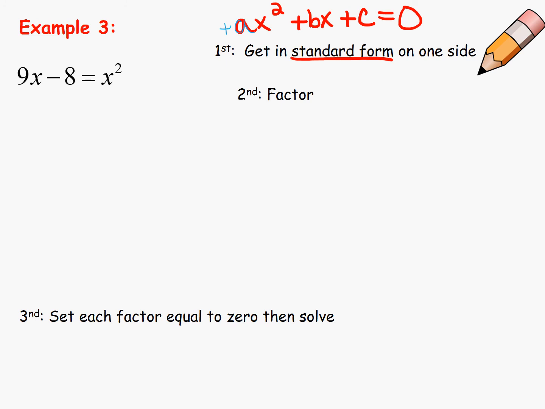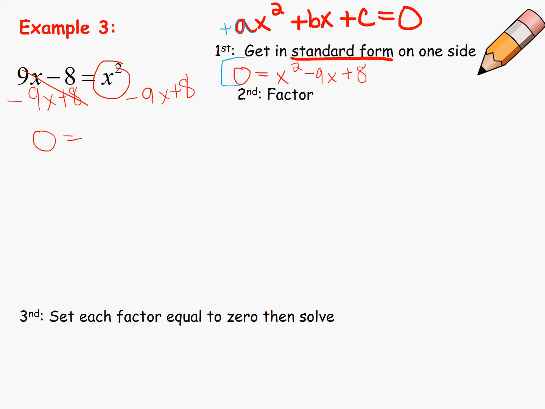So in my example, I have 9x minus 8 is equal to x squared. So in order to get one side equal to 0, I could subtract 9x from both sides and add 8 to both sides, or I could subtract x squared to the other side. But in order to keep my x squared positive, I would want to subtract 9x and add 8 to both sides, so that way this side becomes 0. So to get into standard form, we would need 0 equal to x squared minus 9x plus 8. And we're going to use this equation to factor.